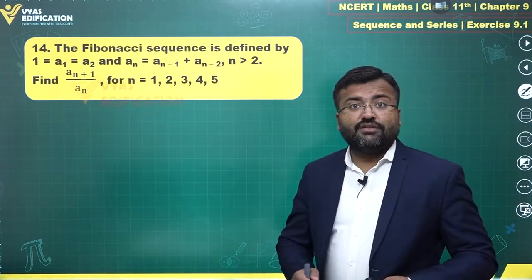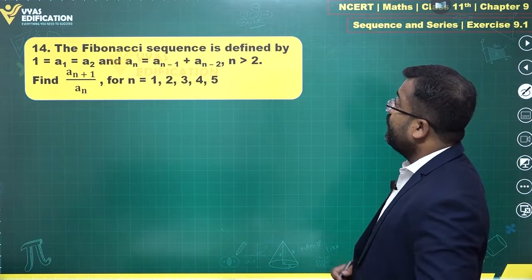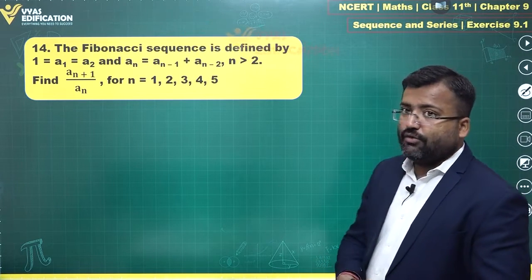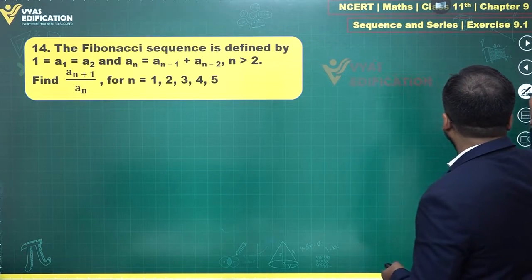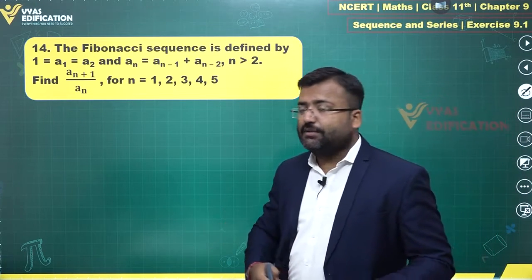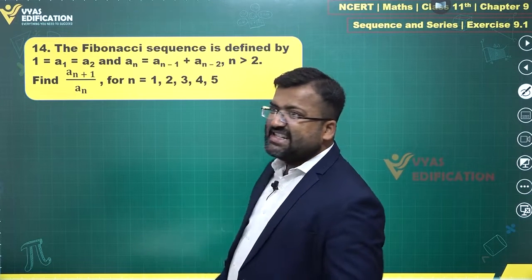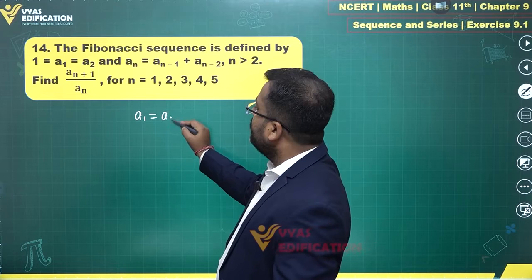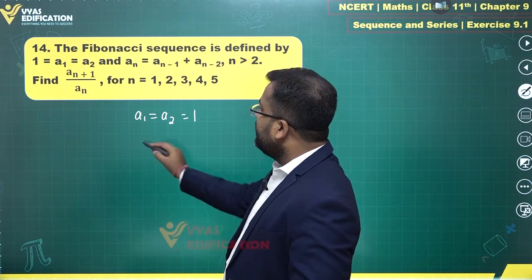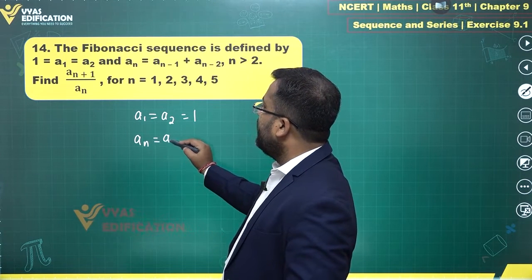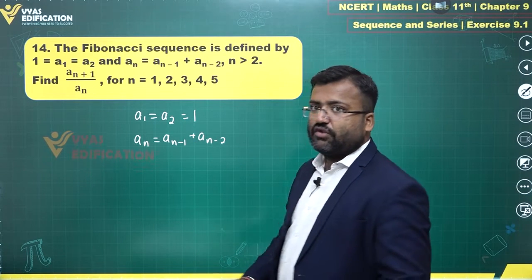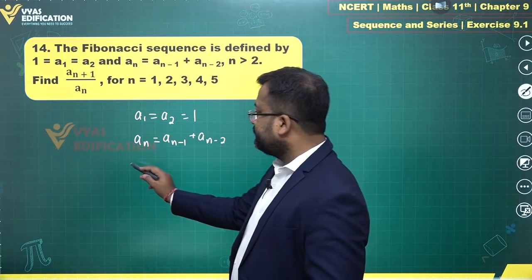In the 14th question, we are given the Fibonacci sequence, defined by 1 equals A1 equals A2, and then you take the sum of two consecutive terms to get the next term, right? That's the Fibonacci sequence. It is a very famous sequence. A1 is equal to A2 is equal to 1, and then you have An is equal to An minus 1 plus An minus 2, right? This is what you have. What does that imply?